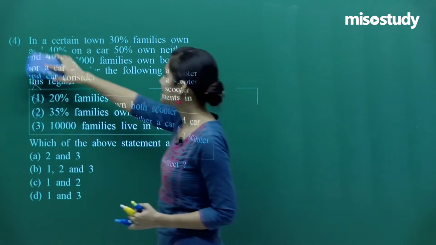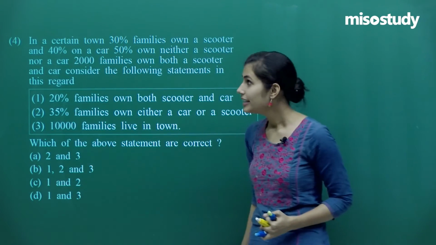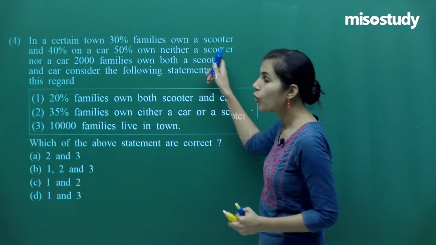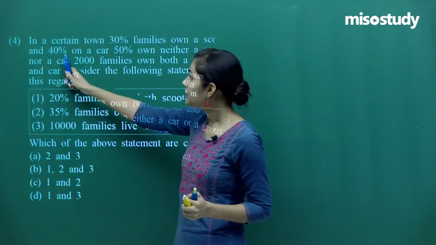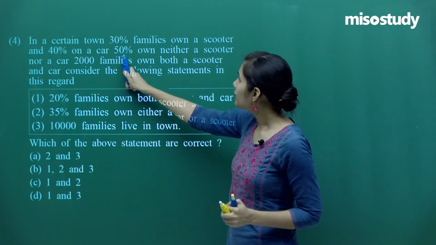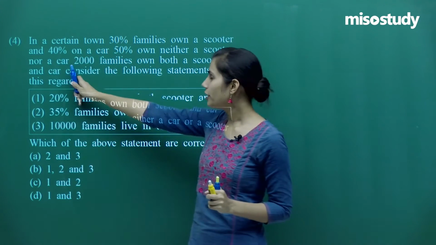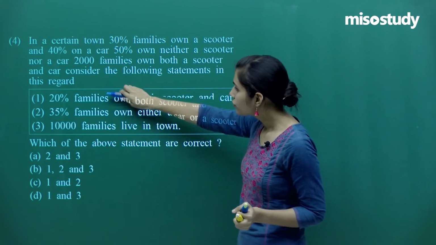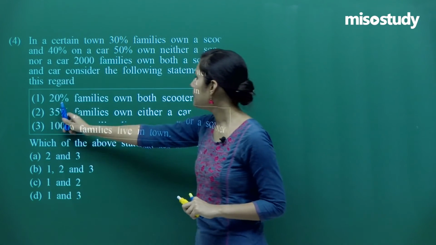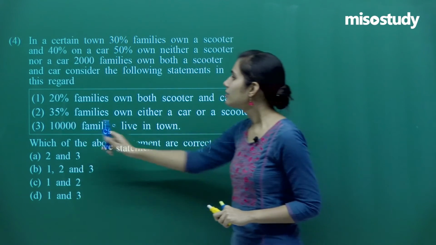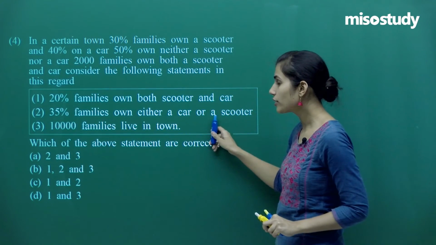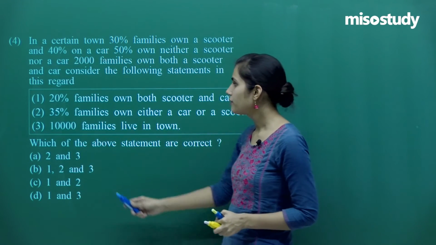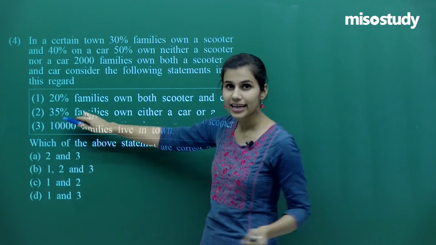Question number 4 is demanding your attention in a great deal. It says that in a certain town, 30% of the families own a scooter and 40% own a car. 50% own neither a scooter nor a car. 2000 families own both scooter and car. Then 3 conditions are given to us: 20% families own both scooter and car, 35% families own either a scooter or a car, and 10,000 families live in the town. From this we have to verify which of the options among these 3 is the correct one.